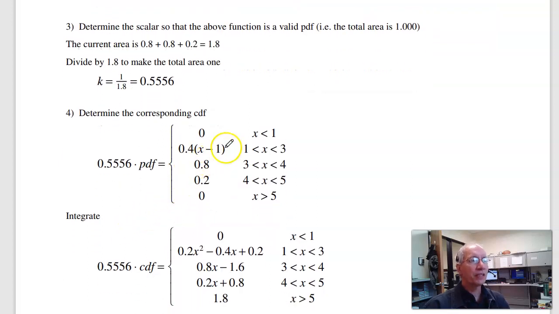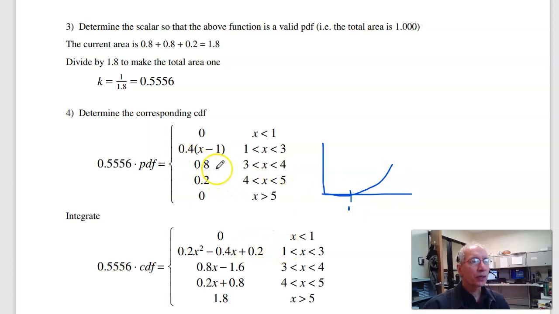So the CDF then is integrate. When I integrate 0, I get 0. Integrate 0.4x gives you 0.2x squared. Integrate minus 0.4 gives you minus 0.4x plus a constant. To find the constant, when x equals 1, I should get 0. It needs to be continuous in x. So I'm going to go left at 0, at 1, then it starts going up as a parabola.